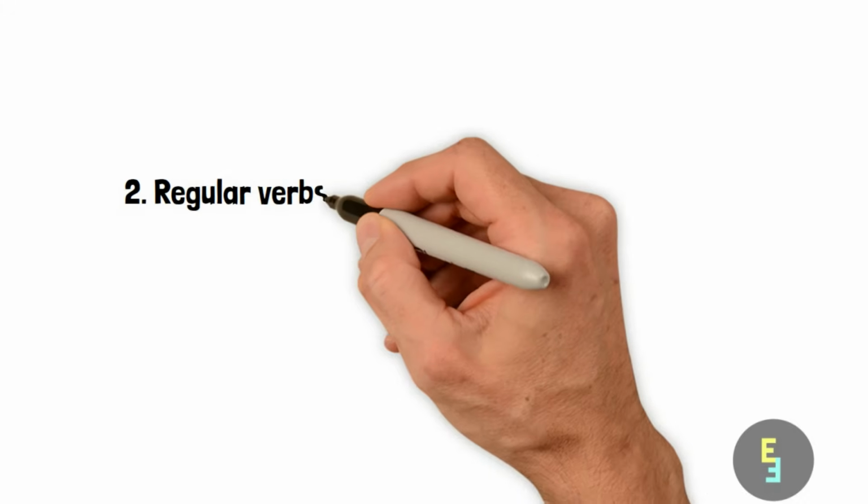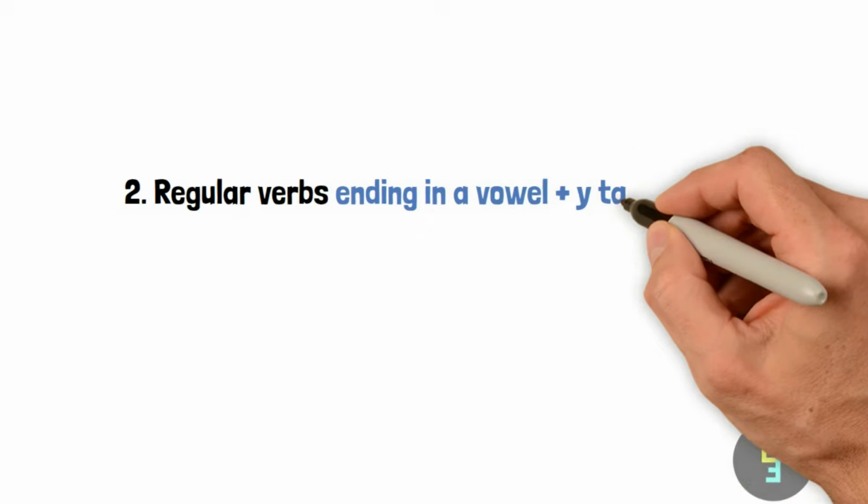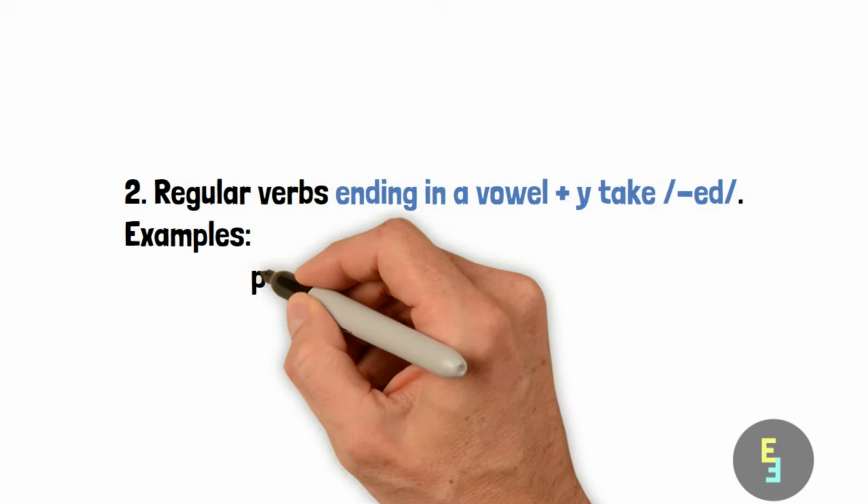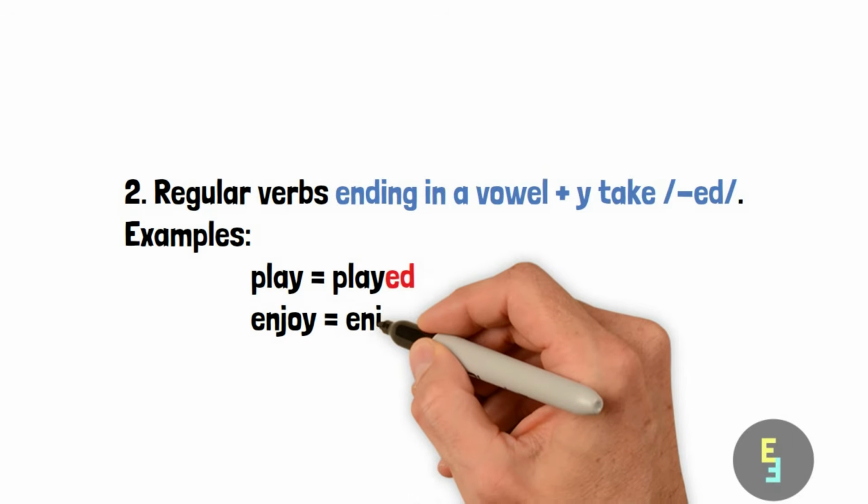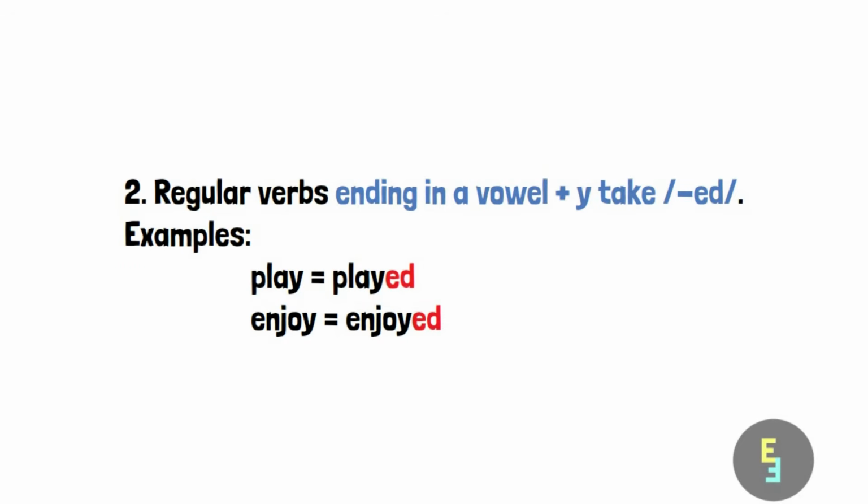Regular verbs ending in a vowel plus Y take ed. Example, play becomes played, adding ed at the end. Same with the verb enjoy, which becomes enjoyed.